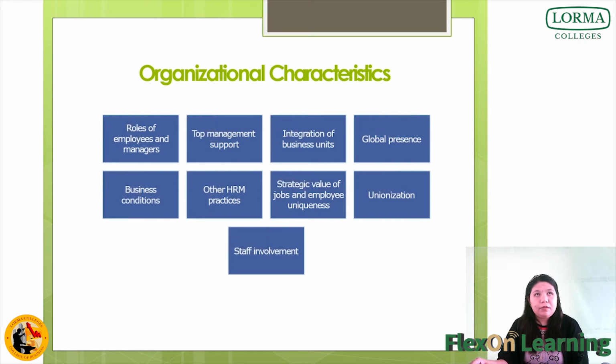We need also to consider the organizational characteristics when it comes to making strategies. The roles of employees and managers, top management support, integration of business units, global presence, business conditions, other HRM practices, strategic value of jobs and employees' uniqueness, unionization, and of course, staff involvement.